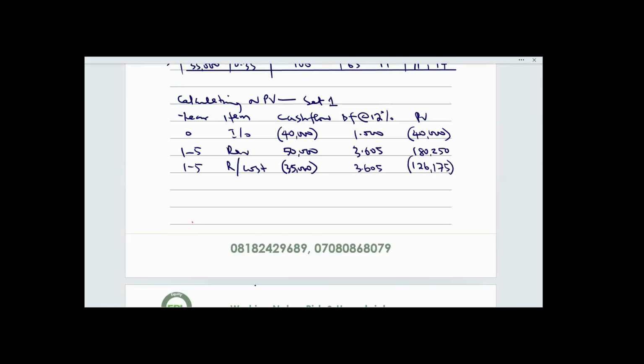Then we calculate NPV. Here will be 180,000, plus 40,000, then minus 180,000. That's 13,825. Okay, so that's the NPV for set 1.